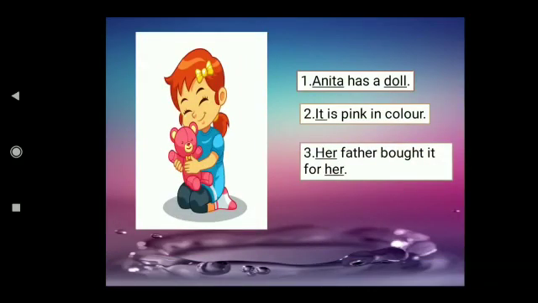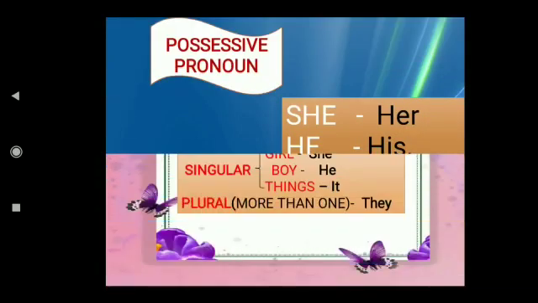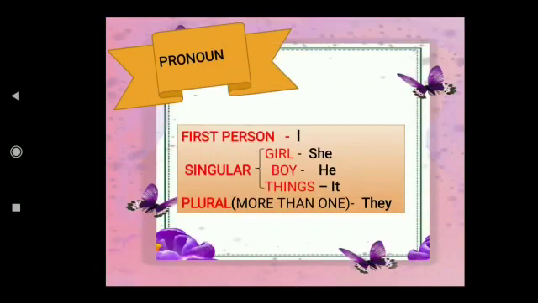First, in class 1, you have studied how to change the object name. If it is ball, you have to change it into some other object. But here you are going to learn how to change the pronoun. Okay, that's what we have studied. Just a recall. For a girl, you have to use she. For a boy, you have to use he. For things, you have to use it. For first person, you have to use I. If they are plural, you have to use they.